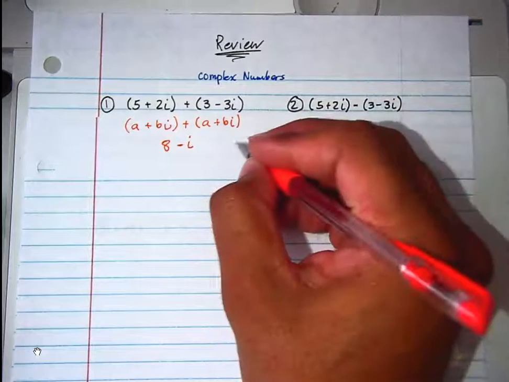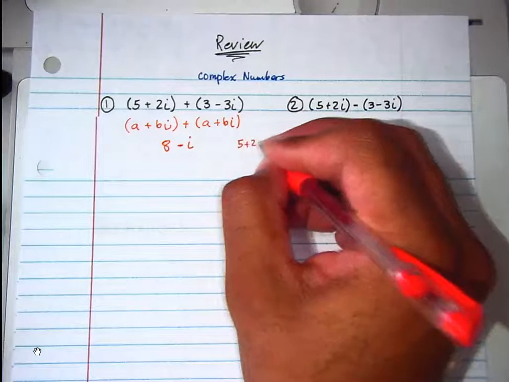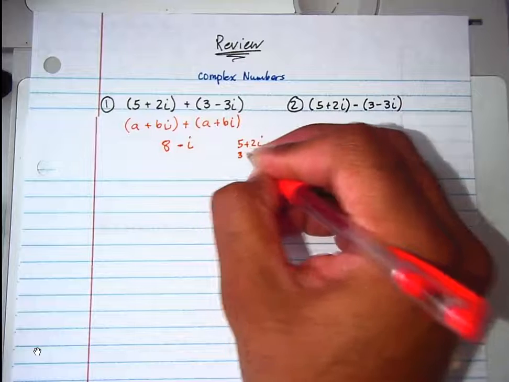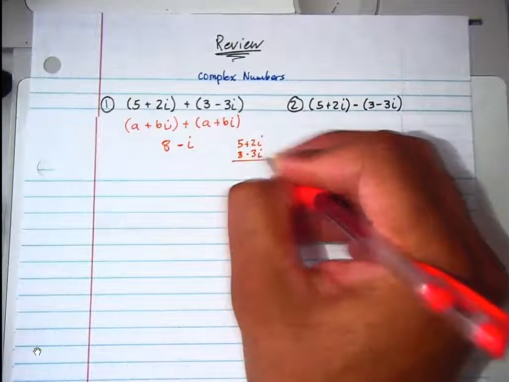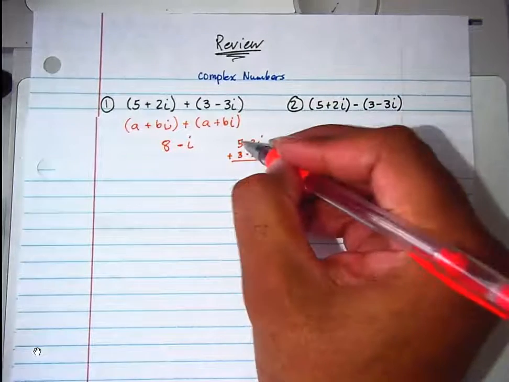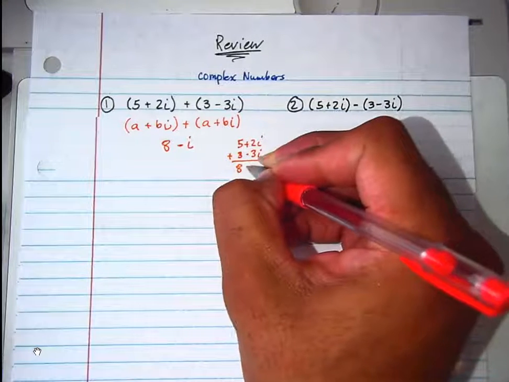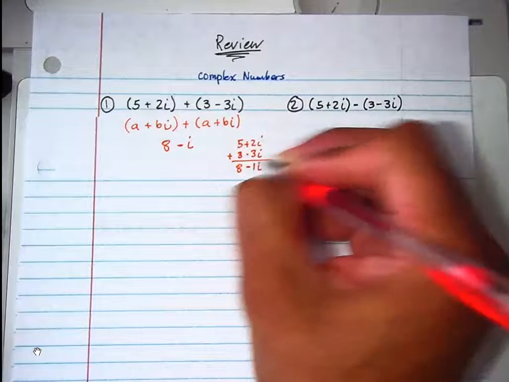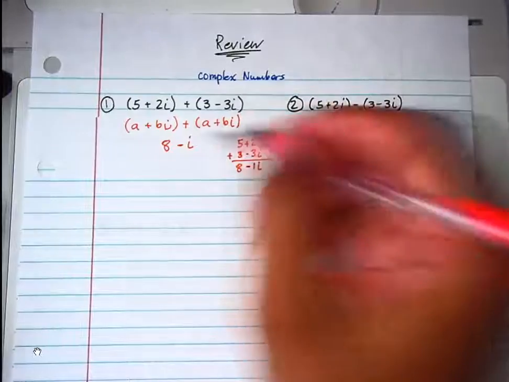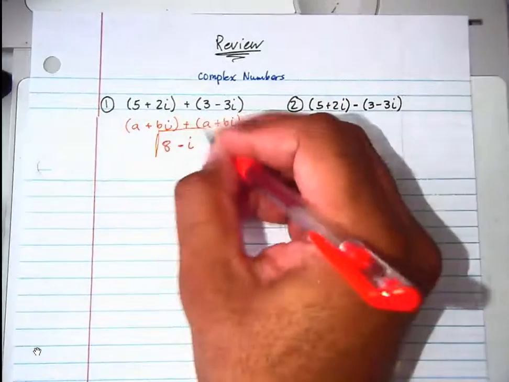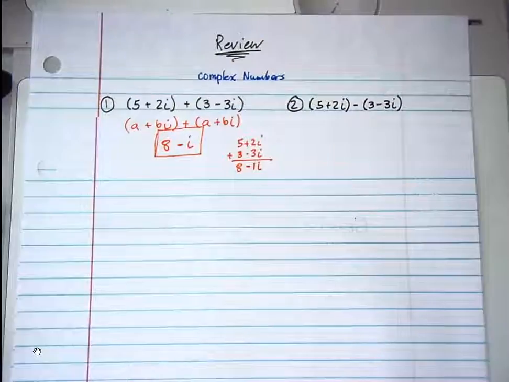Also, if you need to see it lined up real quick like I did in class, I'll do that really quick too. We're adding. So here, 5 and 3 is 8. 2 and negative 3 is negative 1i, or negative i.